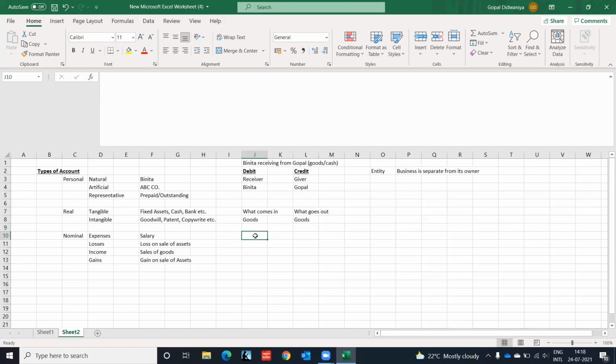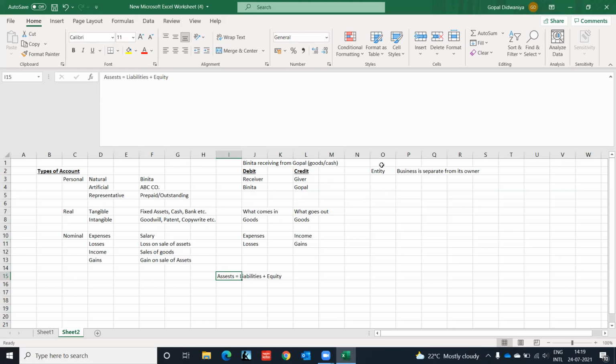Now we have the nominal account, like the nominal amount: expenses and losses are debited, income and gains are credited. This is the type of account. These are the rules of accounting, and there is one basic formula: assets equals liabilities plus equity. If you know these three things, then you can do the accounting very well.